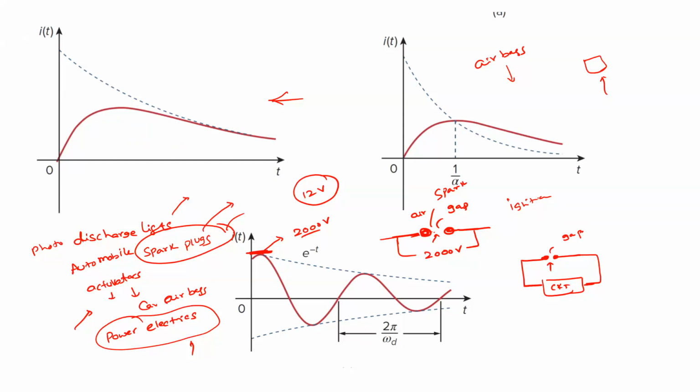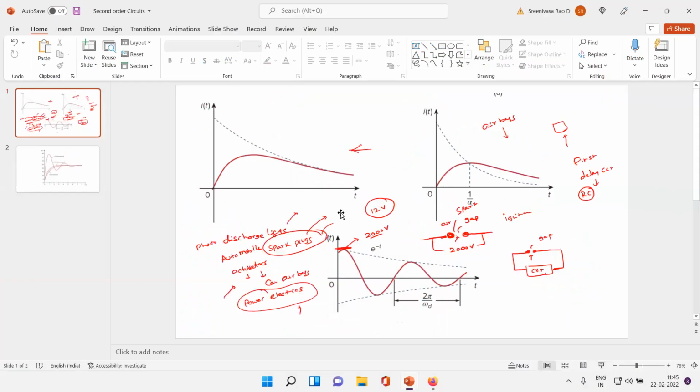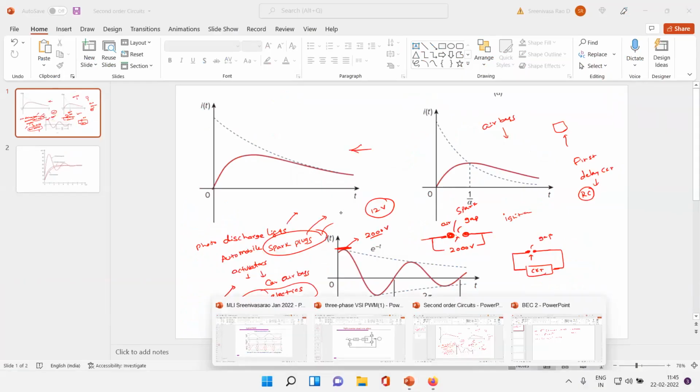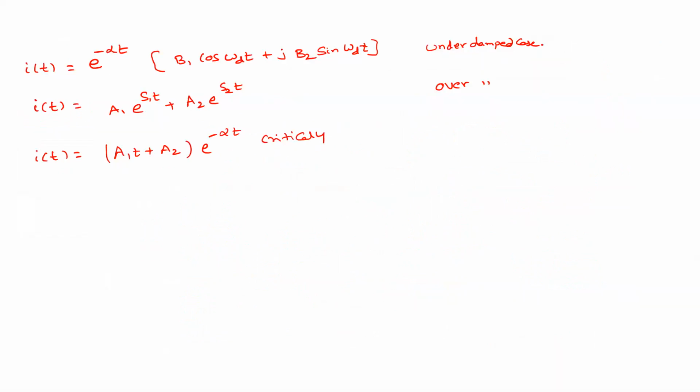In some cases we use first order circuits, especially in delay circuits. If some time delay is required, we normally use an RC circuit. The RC circuit will provide some time delay. For a simple example of a time delay circuit, it will be something like this.